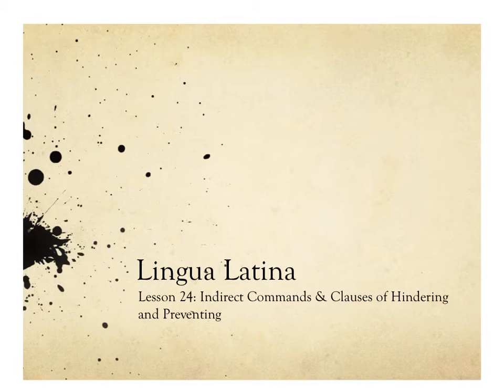Today we're going to learn two more clauses that take the subjunctive, and these are called clauses of hindering and preventing and indirect commands, and they are really pretty straightforward. In some ways they're a lot easier than purpose and result clauses, and now that you have that background, I think these are going to seem really easy and obvious to you. But let's take a look.